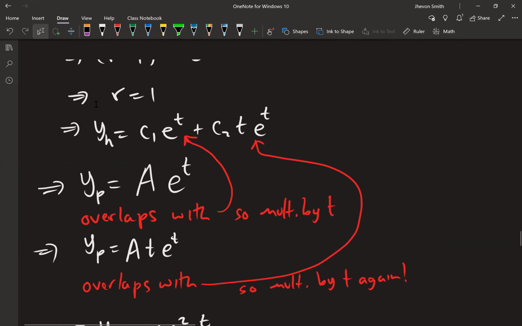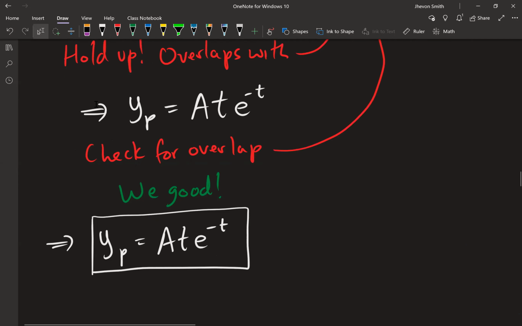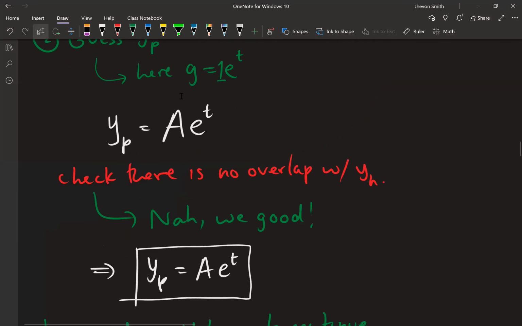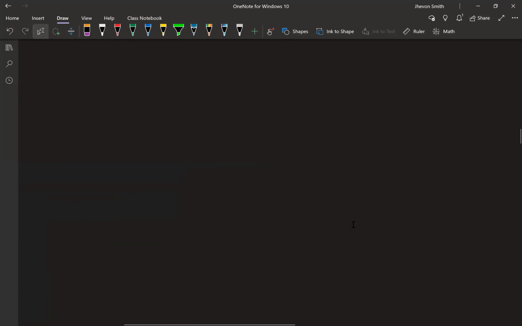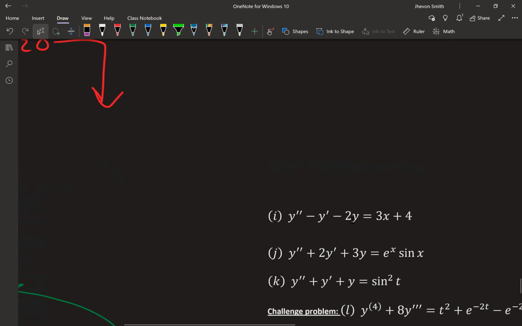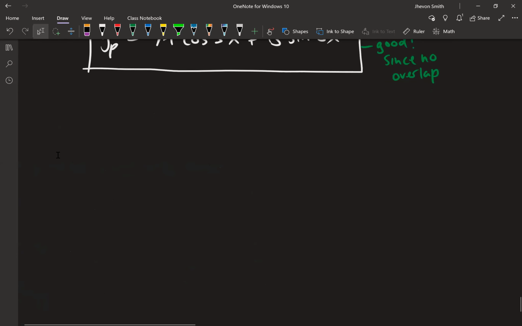Now in this set of examples, we were just finding the generalized form for the yp. I believe were the instructions. Right. Guess the yp based on undetermined coefficients. Do not solve for the arbitrary constants. So for now, we're good. I will do examples with you guys of finding the arbitrary constants just so you know how to do it. But for now, I just want you to get practice on actually figuring out what the yp would actually look like. Here's the second one.